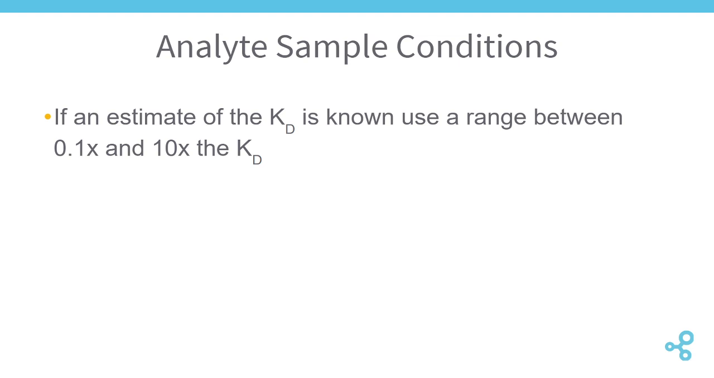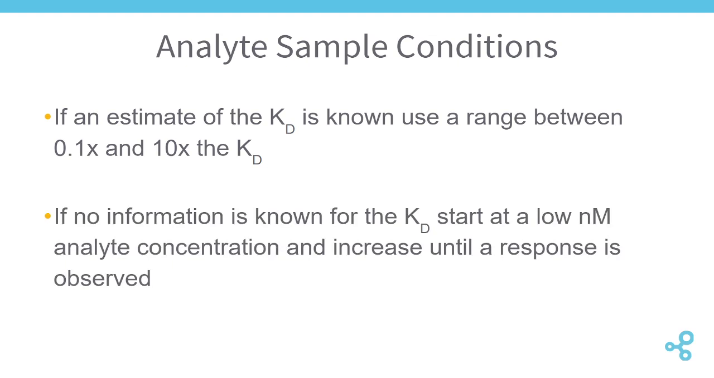One, you're using binding in free solution. Another one here, we have an immobilized coupled partner, so it'll be slightly different. But that is a good starting point. If we have no information for the KD, what we recommend is starting at a low nanomolar analyte concentration and then increasing that until we see a response observed on our experimental graph.